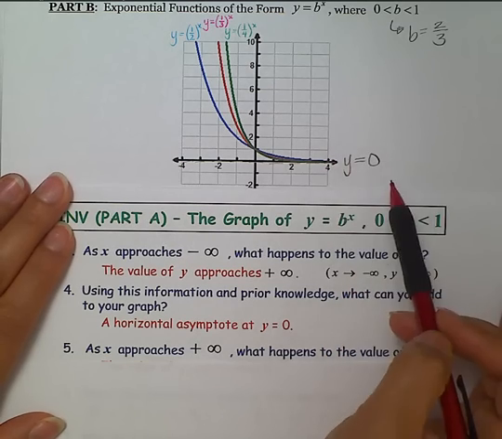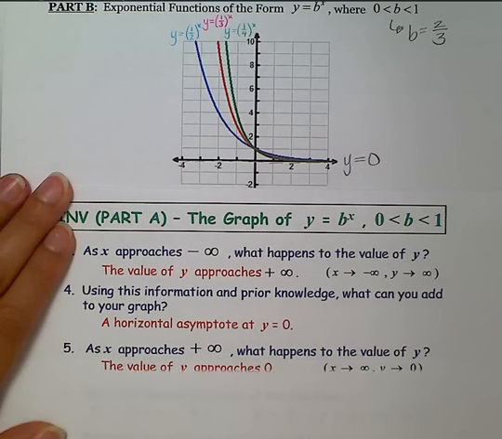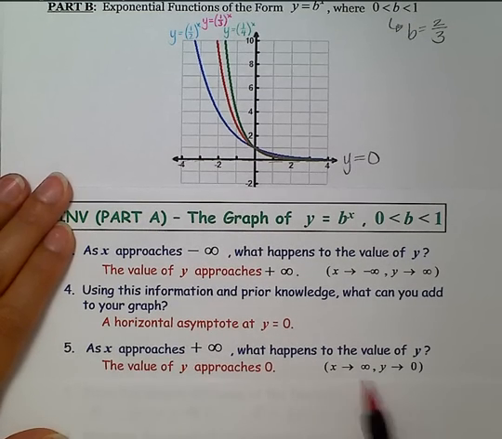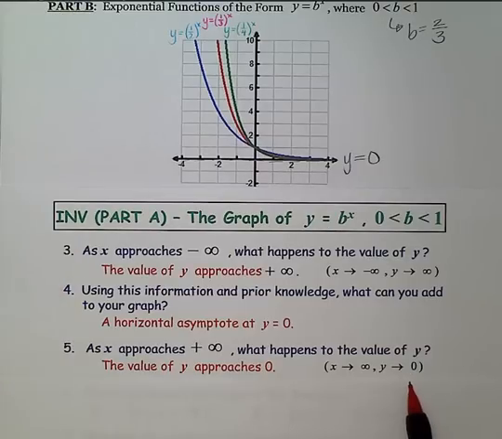It never touches it, but it starts to approach it. Okay? So here we are again. As x approaches positive infinity, y approaches 0. So this behavior is actually opposite to what we saw previously. The value of the function is actually getting smaller and smaller and smaller.